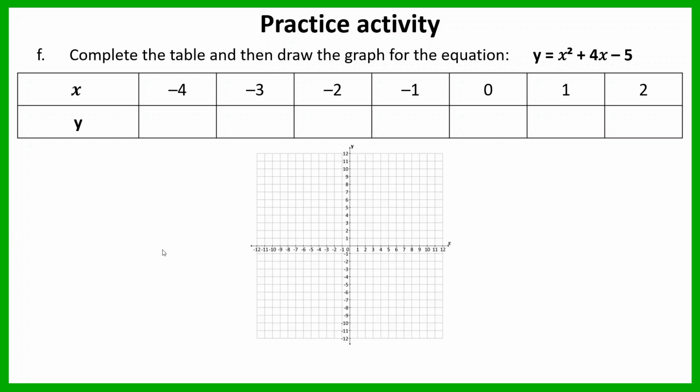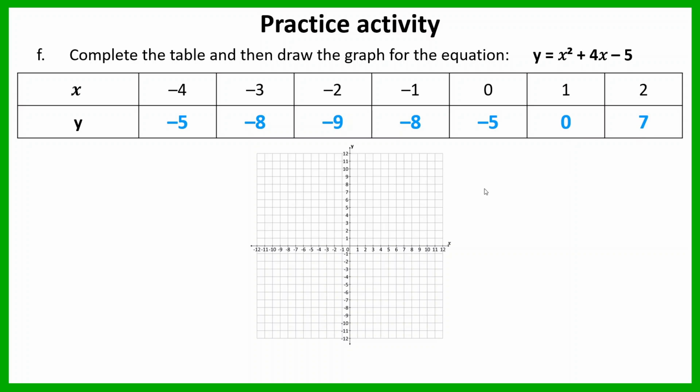Okay, so let's go through that question. So you should have found that if x is negative 4, y is negative 5. If x is negative 3, y is negative 8. If x is negative 2, y is negative 9. If x is negative 1, y is negative 8. If x is 0, y is negative 5. If x is 1, y is 0. And if x is 2, y is 7.